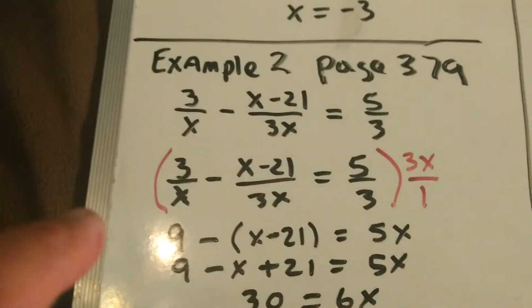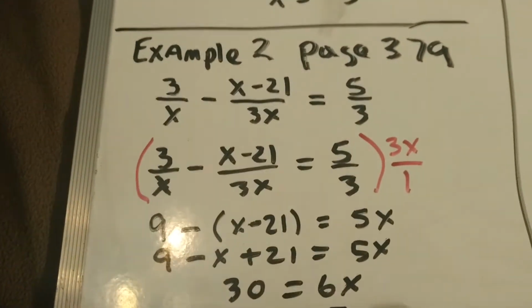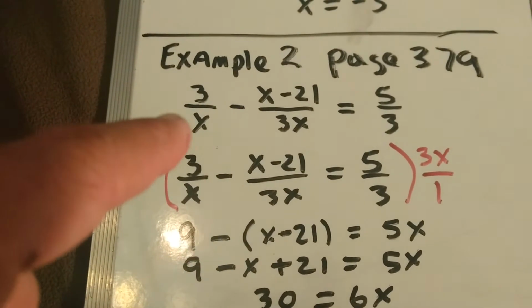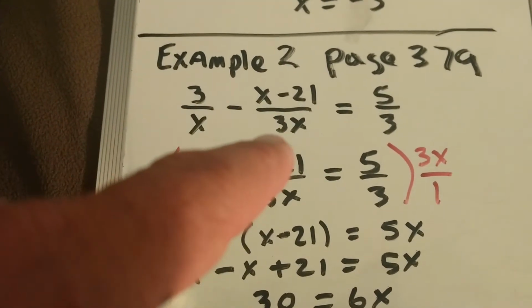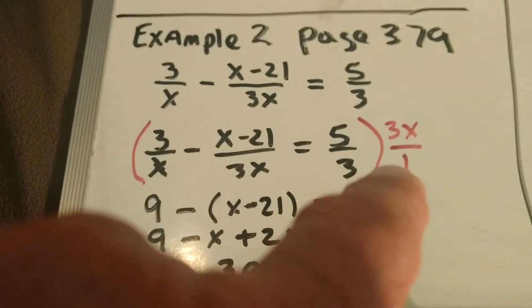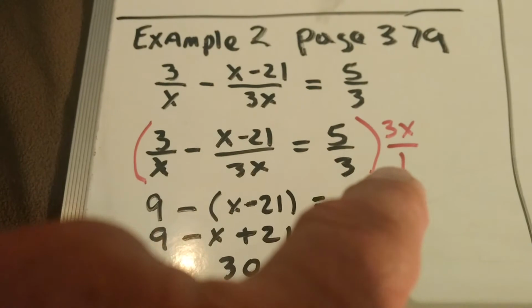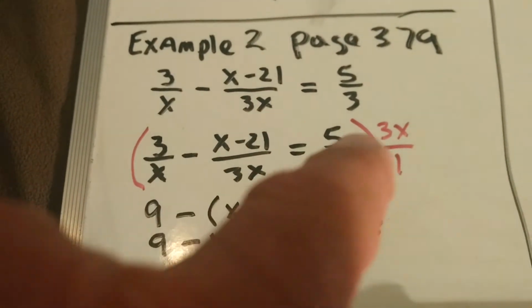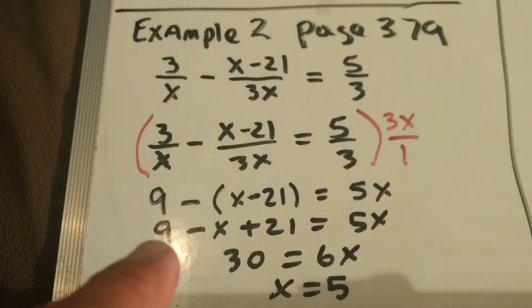Okay. Go to example 2, same page. Now we get variables in there. No biggie, we're doing the same thing. This is 3 over x minus 21 over 3x equals 5 over 3. We can see that our least common denominator is 3x. So I got 3x over 1. If I multiply here, the x's cancel. 3 times 3 is 9.